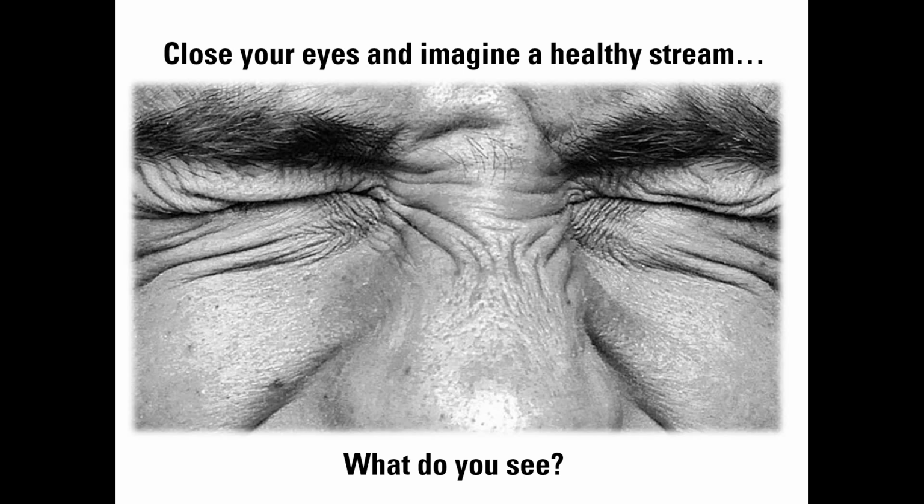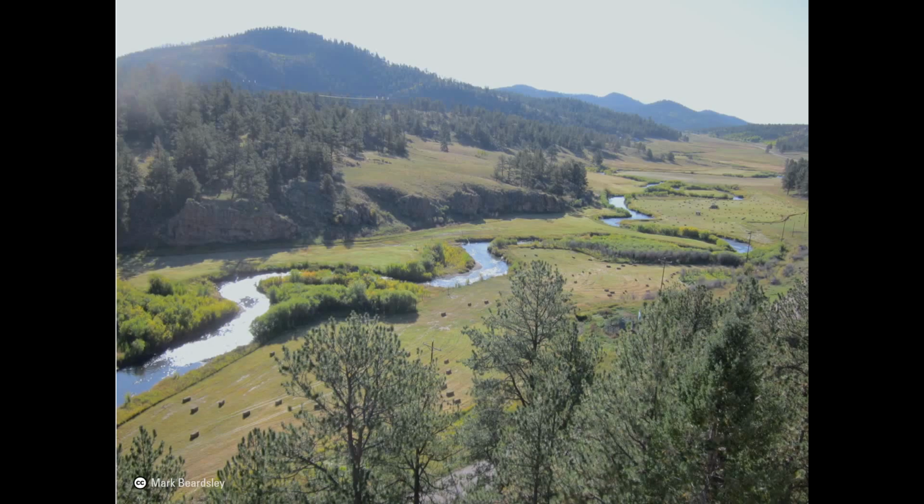Start by closing your eyes and imagine a healthy stream. What do you see? Does it look like this? This is what comes to mind for most people I know. A sinuous channel with riffles, pools, and a line of trees or shrubs along the banks.